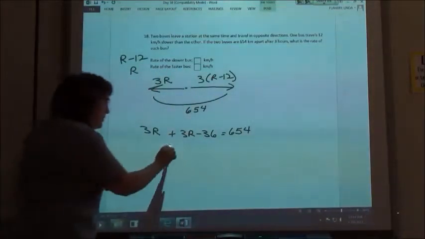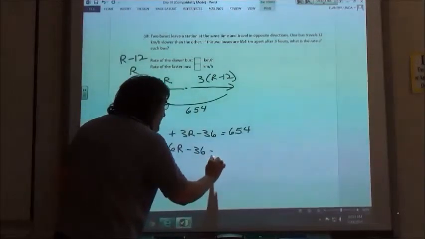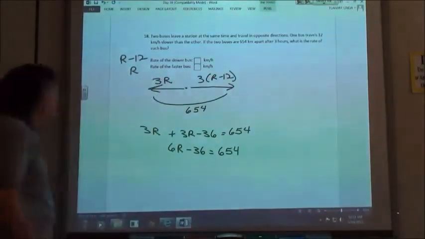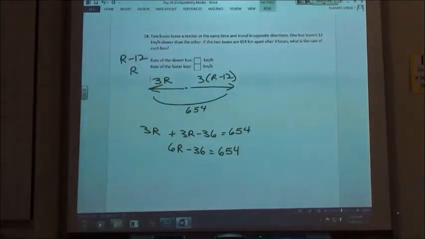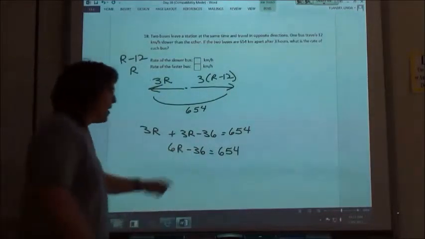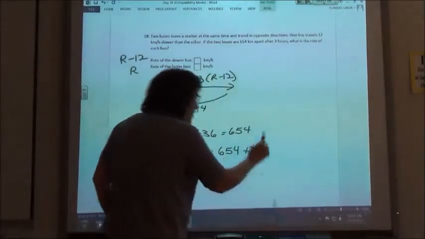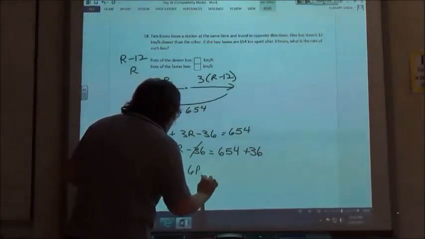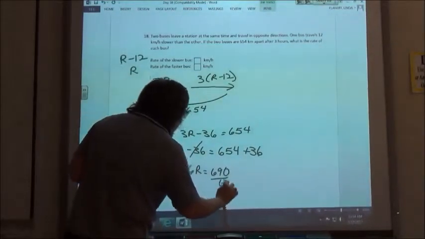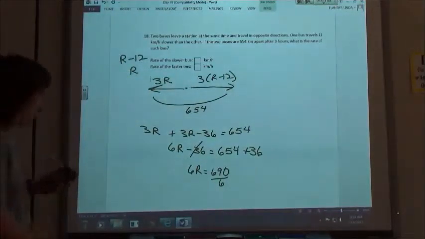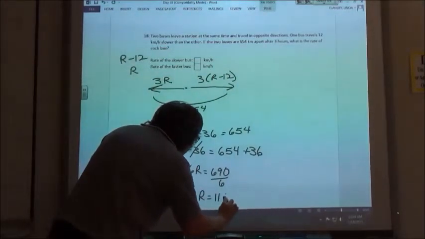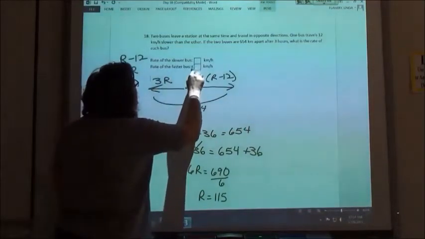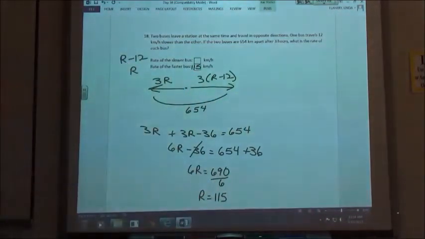3r plus 3r, 6r minus 36 equals 654. I want to solve that for r. I need to move my 36 to the other side. Since it's a minus 36, I better make sure I make it a plus 36 when I move it over to the other side. So 654 plus 36 is 690. So 6r equals 690. When I divide that by 6, r equals 115. So the faster bus is going 115 kilometers per hour.